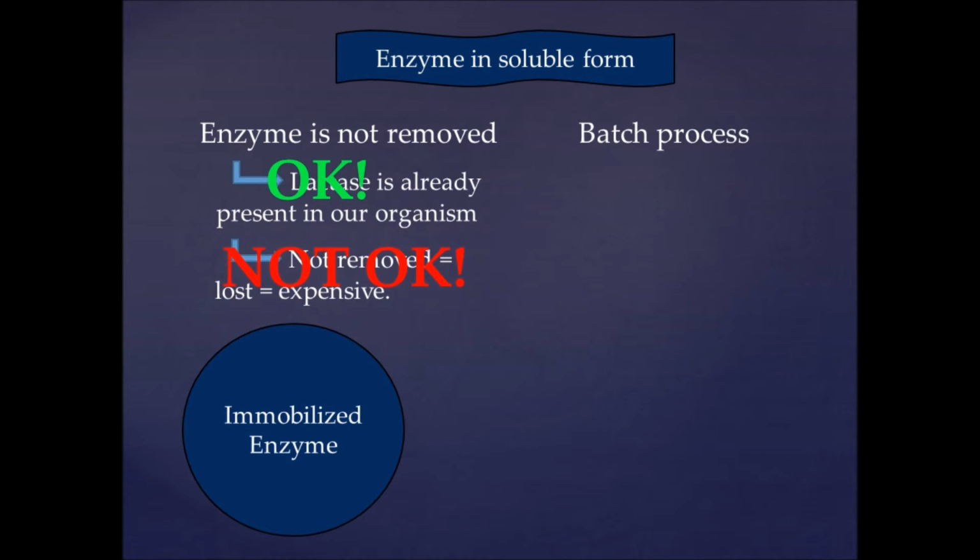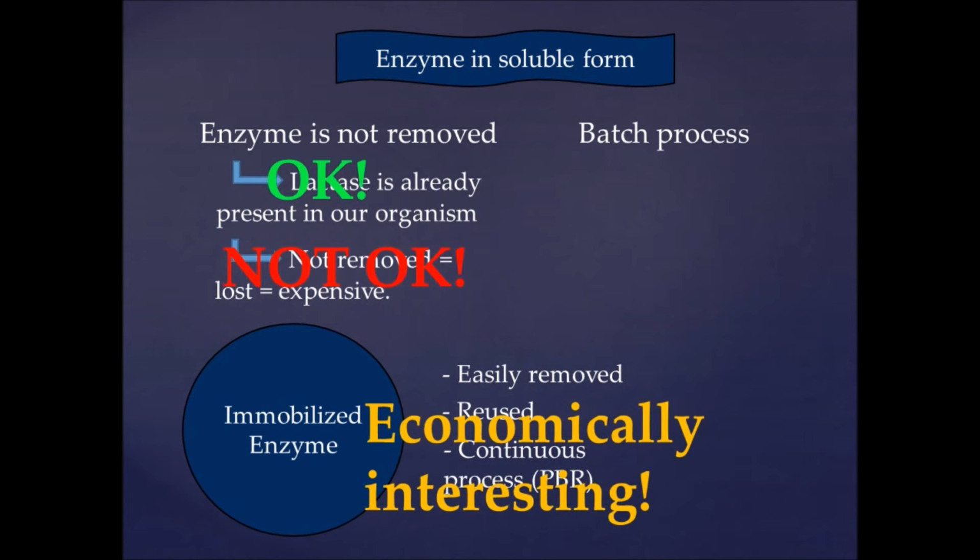Also, immobilized enzymes can be used in a continuous process, also allowing a cost reduction. A packed bed reactor, PBR, would be a good example.